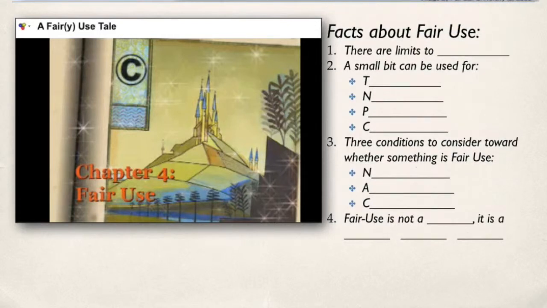So, facts about fair use. These are the items that I've culled from looking at the video that you just watched. There are limits to blank. A small bit can be used for, and then we've got 4 things here. 3 conditions to consider towards whether something is fair use. And then fair use is not a blank. It is a blank, blank, blank.